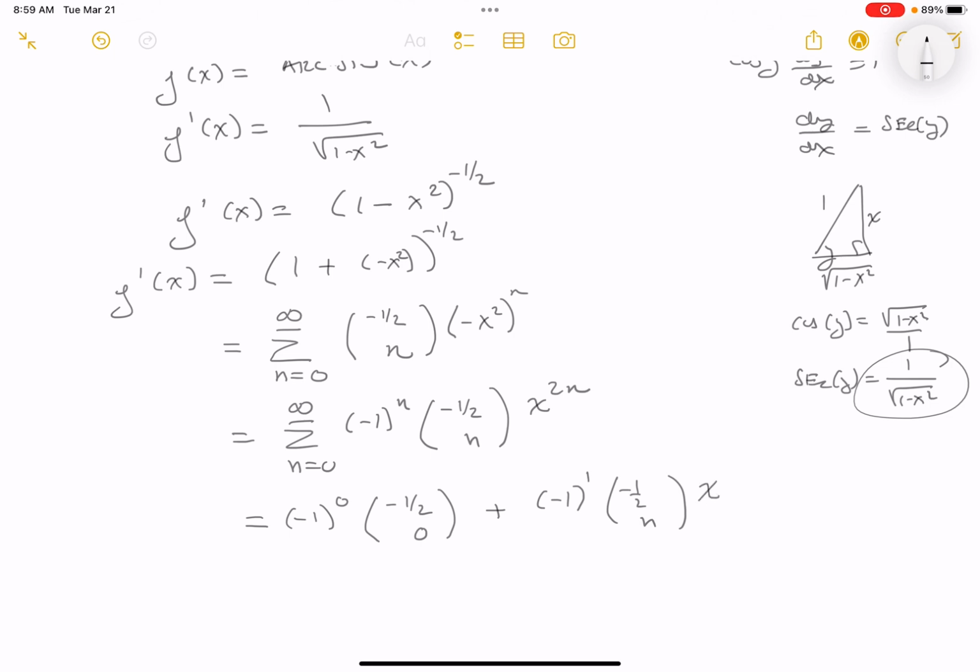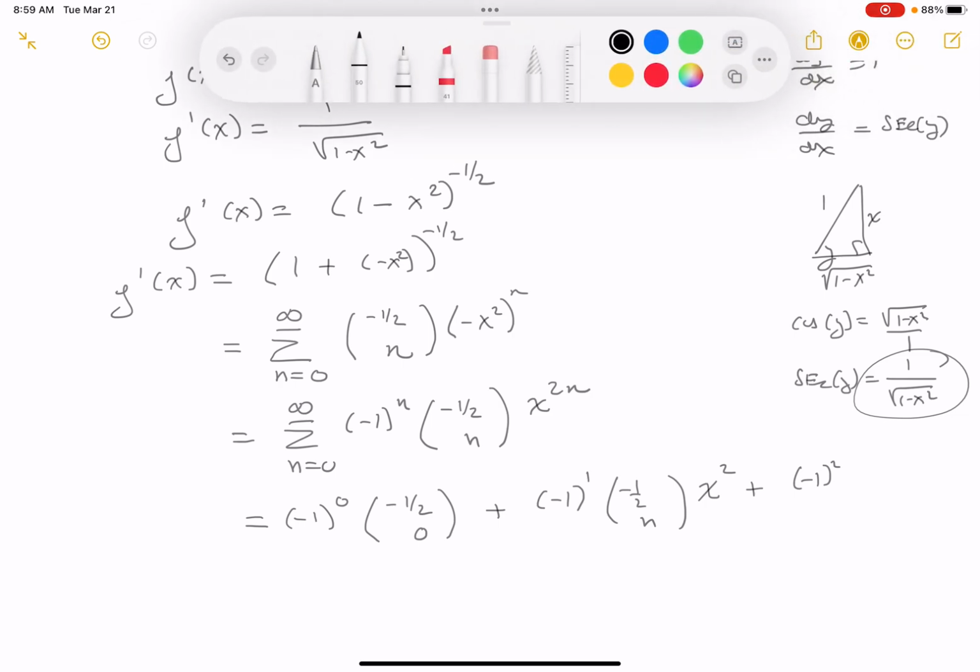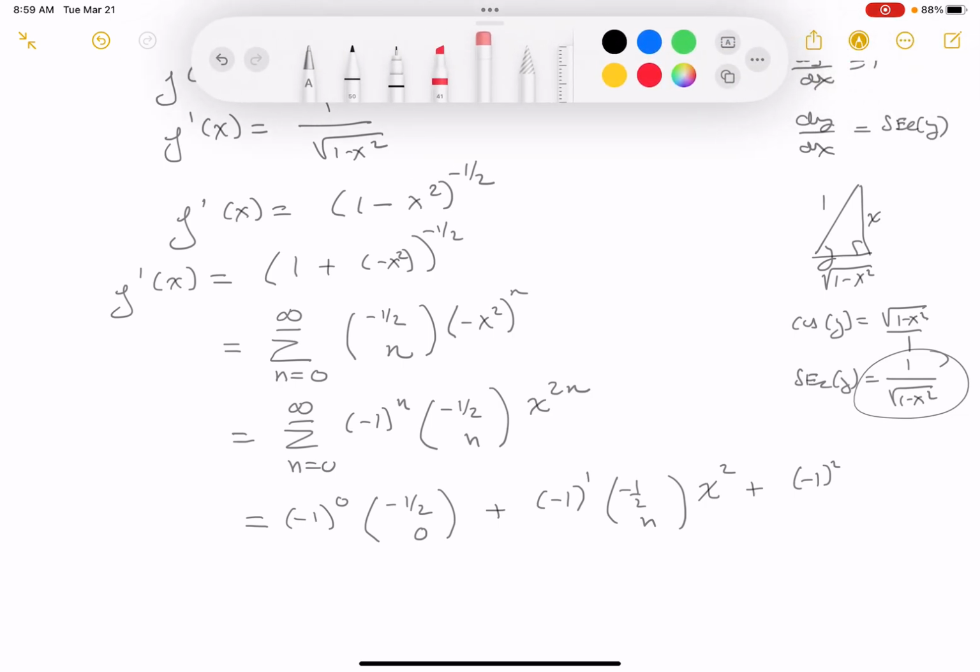I'm sorry, it's going to be x to the 2. Sorry about that, I misspoke. And then you put the next term down. It's going to be what? Minus 1 squared. You know what? I made another mistake, I got to correct it. I think I'm just daydreaming. It's going to be 1. So minus 1 to the 2, then minus 1/2 choose 2, and it's going to be x. I'm at 2 now, so it's going to be x to the 4. I think you get the idea that I could do this forever.